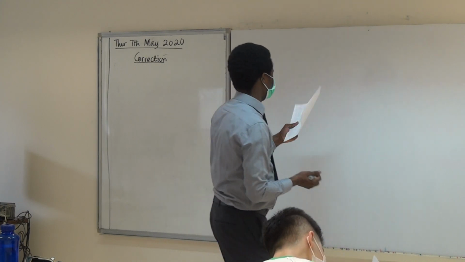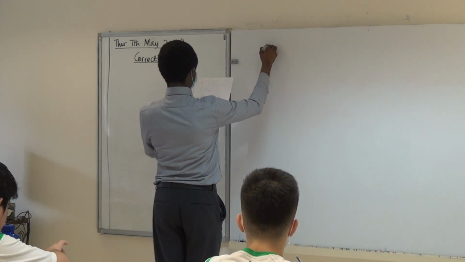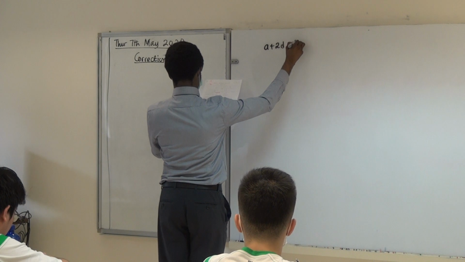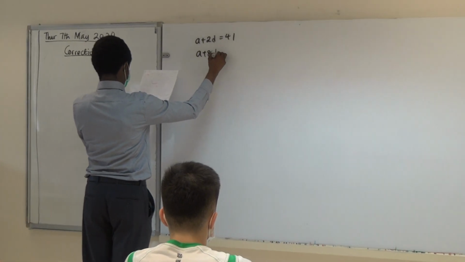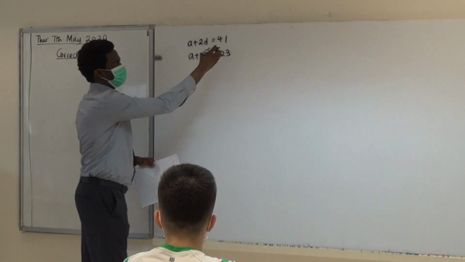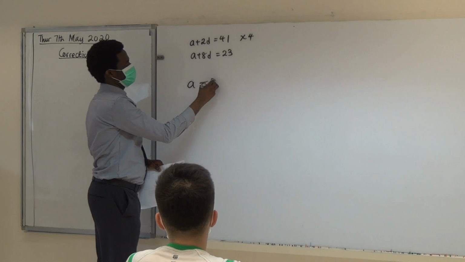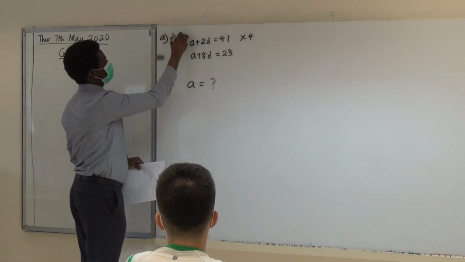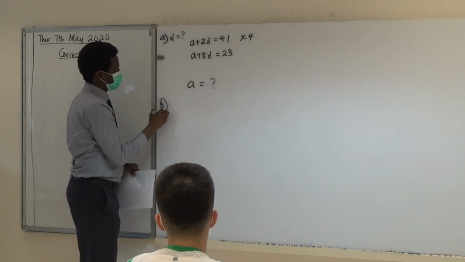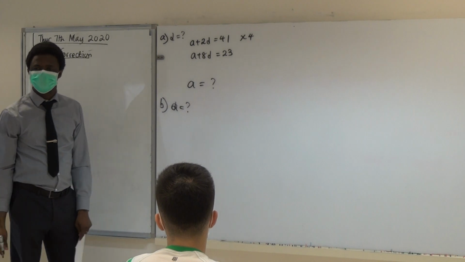So what I mean is this. After getting equation 1, a plus 2d equals 41. Equation 2, a plus 8d equals 23. Somebody multiplied this by 4, and the first answer was a equals something. Whereas the A part of the question is asking you to find D first, B part is asking you to find A next. So it's like you interchange it.